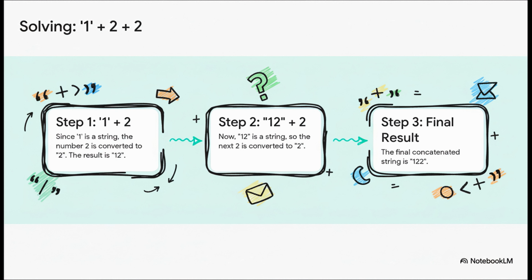JavaScript evaluates from left to right. So first, it sees '1' plus 2. Because that 1 is a string, our big rule kicks in. JavaScript converts the number 2 into the string '2'. The result is the string '12'. Now it takes that result and adds the next 2. But since '12' is a string, the same rule applies. The number 2 becomes the string '2', and they get joined together to form our final, surprising result, '122'.